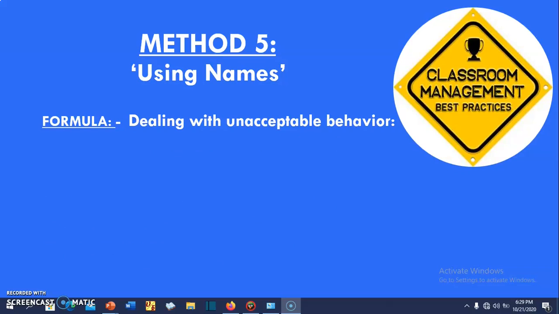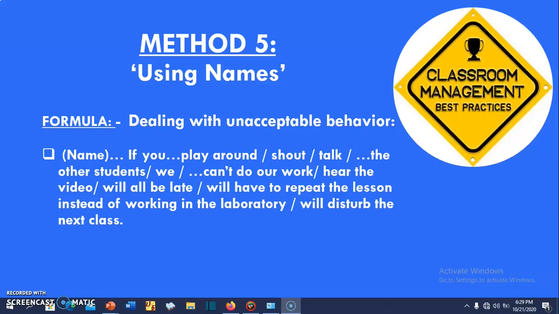Method 5, if everything you have tried failed, you can use names, and here you deal with unacceptable behavior. How is it done? Firstly, you put the name, and then you just go with these expressions. For instance, let me give you an example. Never, if you play around, we can't do our work. Meron, if you shout, the other students will be disturbed. So you can use any expressions you want by choosing from these examples.